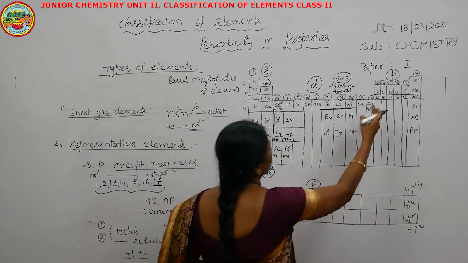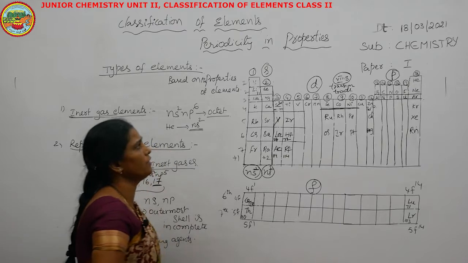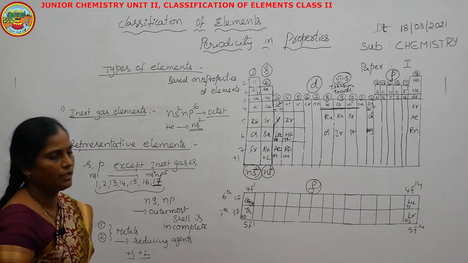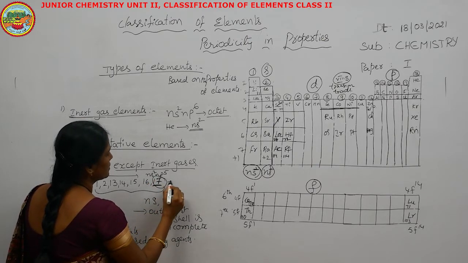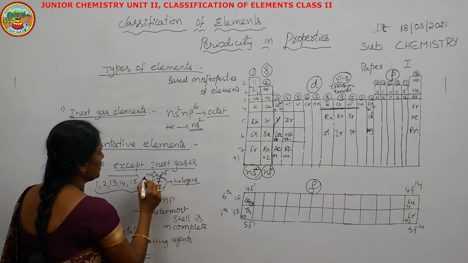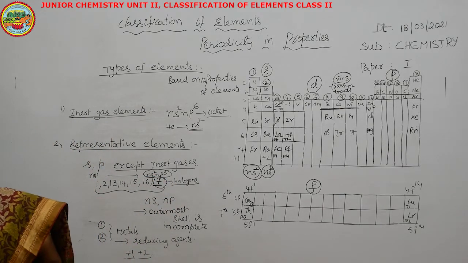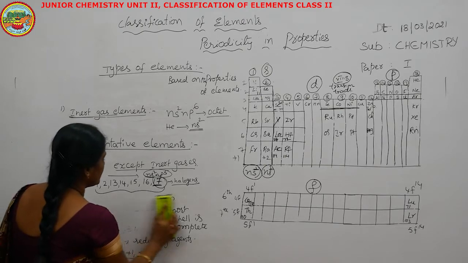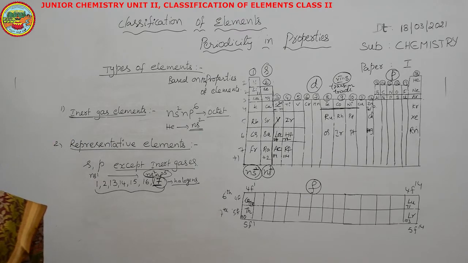And similarly here we consider the p block elements 13, 14, 15, 16, 17 elements. 17th group elements are called halogens. These are called halogens. They have the configuration ns2 np5. That means they have the tendency to gain one electron to get the stability.